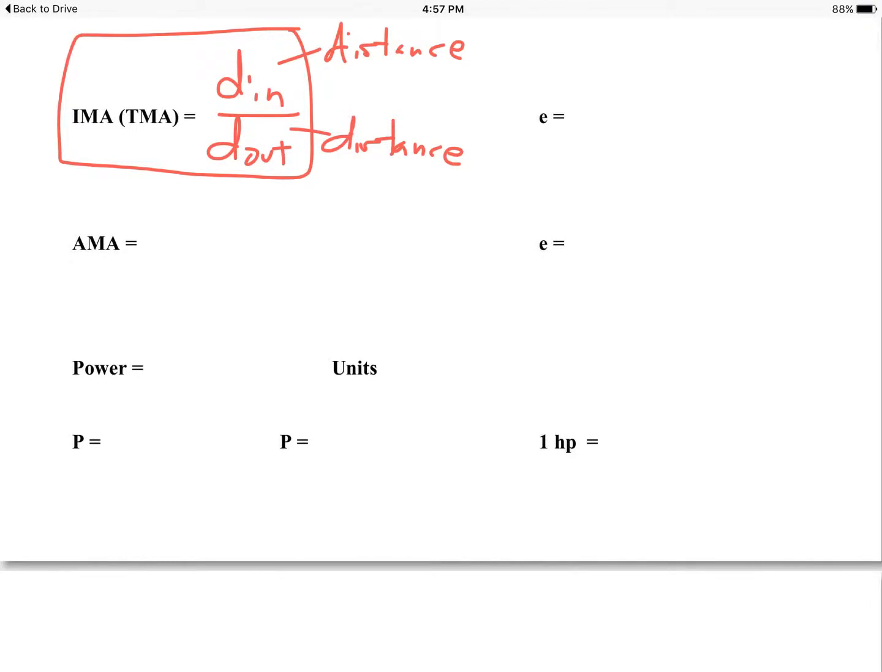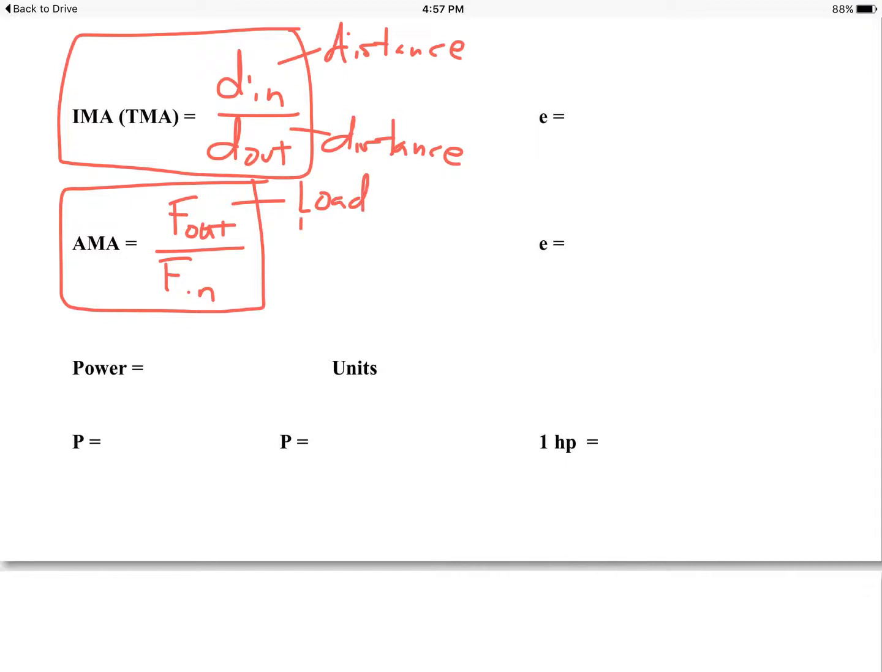The AMA is the output force, the force out, over the force input. That says force out over force in. So, generically speaking, however, the force output will be your load or your weight that you're trying to lift with your simple machine. And the input force will be your effort, the force you're applying to lift your load. And once again, it'll be a force in newtons over another force in newtons, so the units will cancel out.